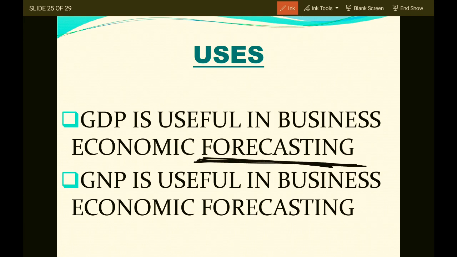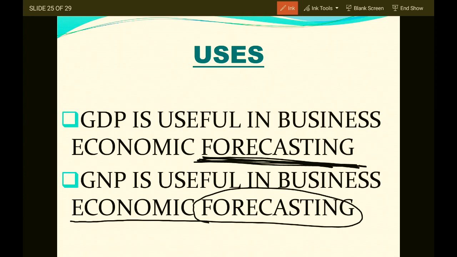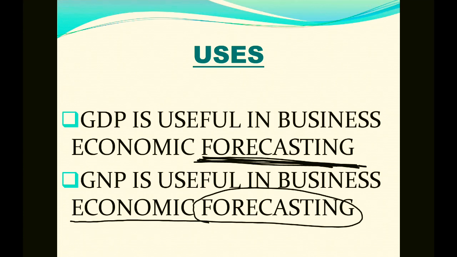Forecasting refers to predicting the future course of action, what we need to do in future so that our economy or our country becomes economically sound. We are concerned with more production of goods and services and we export more goods, and that will increase the currency's value of our country. GNP is also useful in business economic forecasting. Both are used in economic forecasting. Both techniques are used in measuring the economic soundness of a country and help in predicting future course of action to frame new policies so that the country can become economically sound.